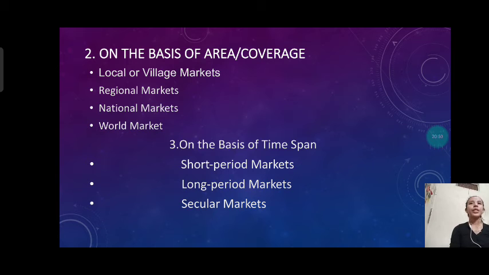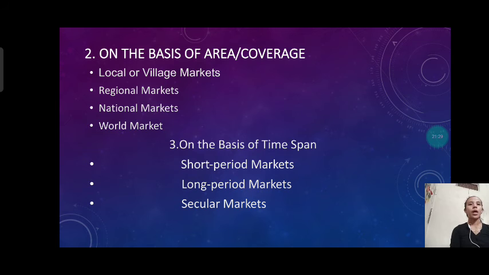The regional markets. Regional markets are markets in which buyers and sellers for a commodity are drawn from a larger area than the local market. The national markets. The national market is one in which buyers and sellers are at the national level. National markets are found for durable goods like jute and tea. Next is the world market. World market is a market in which the buyers and sellers are drawn from the whole world. These are the biggest markets from the area point of view.